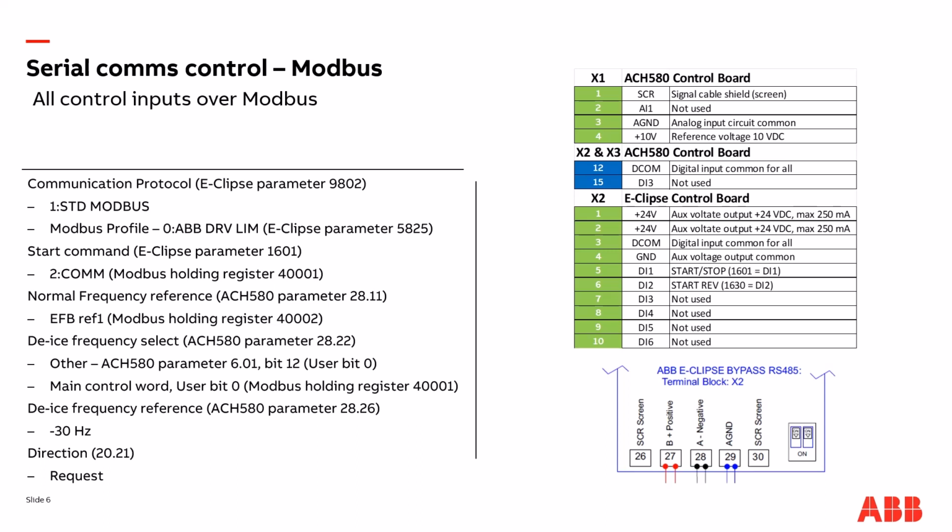Here we're going to use the other option, which lets us select any other bit that we want, and we're going to use this user bit 0, which is in the main control word, and this is accessible at parameter 601. And this is also controlled in Modbus holding register 40,001. And then the de-ice frequency itself is set in the ACH580 at parameter 2826, and we'll leave that as we have at minus 30 hertz.